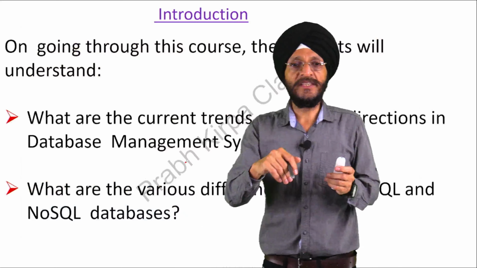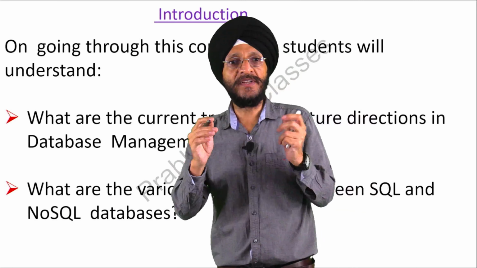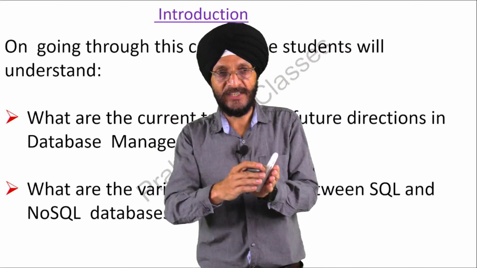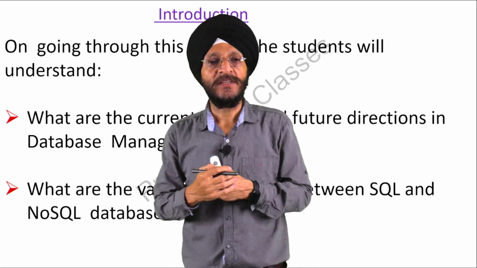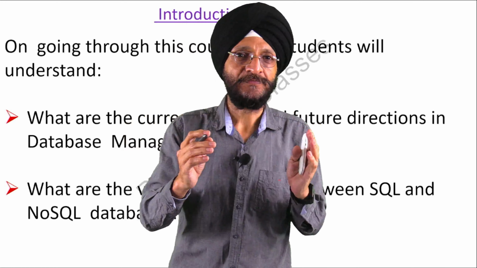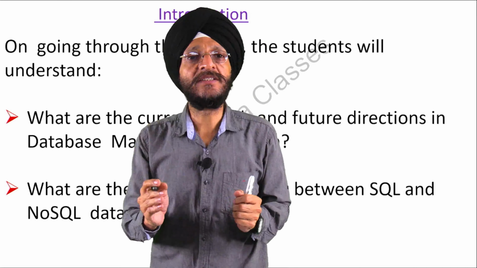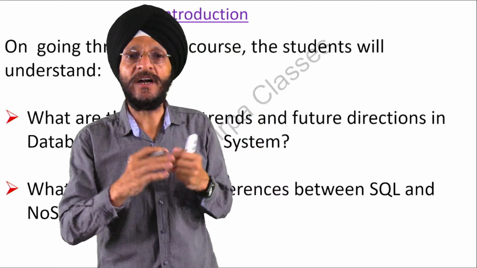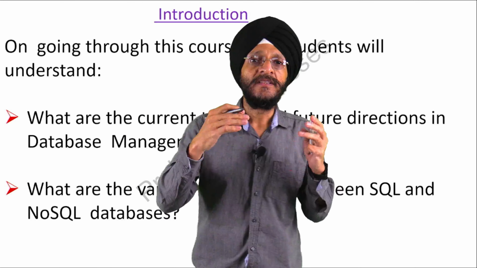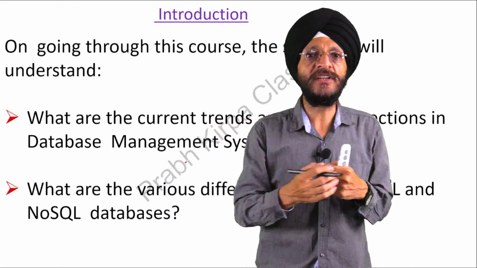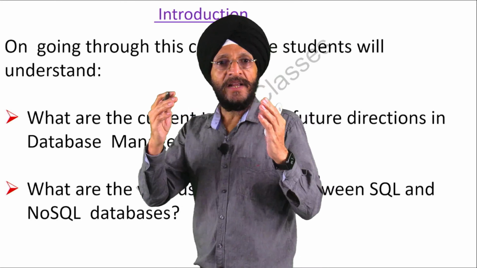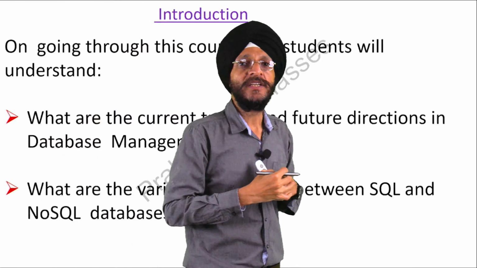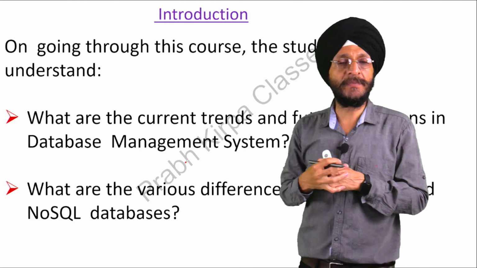Now, in this current topic, the students will understand what are the current trends and future directions in database management system. The students will learn that cloud-based DBMS, big data and data security are the current trends, whereas artificial intelligence, machine learning, data virtualization and blockchain technology are the future directions in database management system.